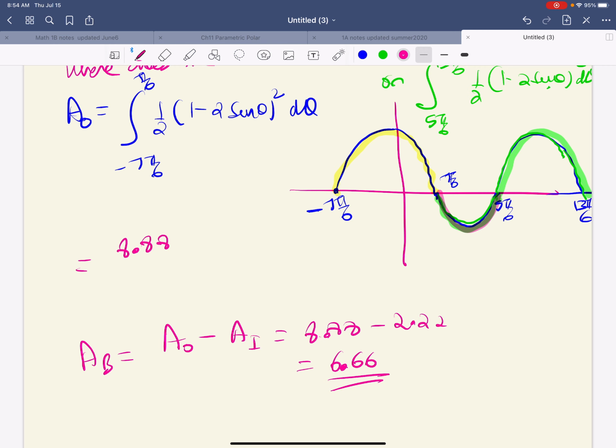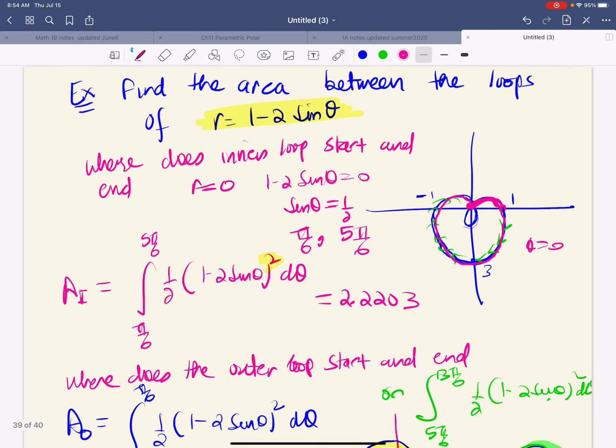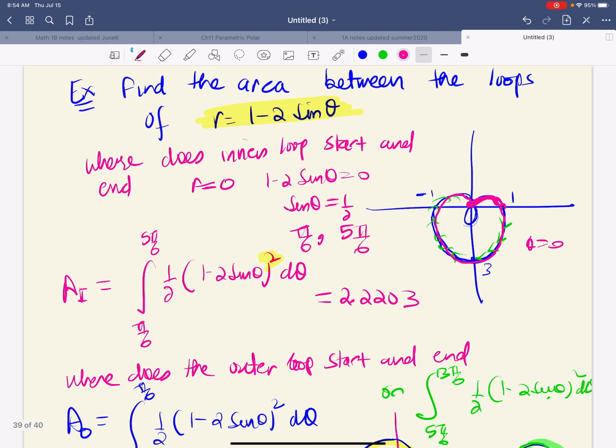Okay, so that's all about the area in between the loops for this limacon, r equals 1 minus 2 sine theta. It's also very helpful to make a graph of thetas and r's and see what is happening to your curve.